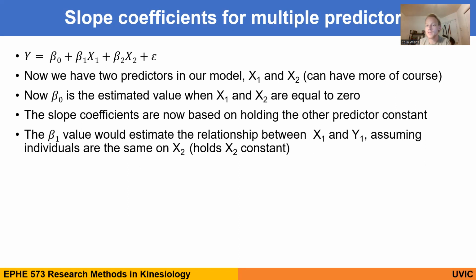So let's say our x2 predictor is maybe gender. So now our relationship between x1 and y, for example, let's say motivation and exercise, is based on the assumption that the two people are the same in their gender. So they're both male or both female or both non-binary or something like that.